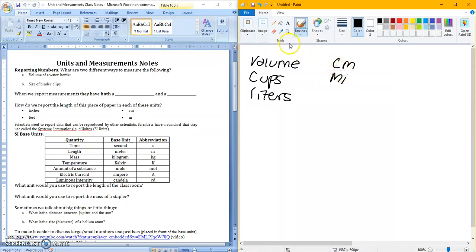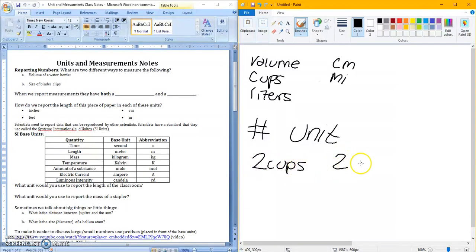So, if that's the case, what do all measurements need? Well, when we report measurements, they have to have both a number and a unit. Because we have so many different kinds of measurements and types of measurements, we have to be very specific and make sure that we say what unit we're using. Because 2 cups is very different from 2 gallons. So whenever you're reporting a measurement, make sure you have both.